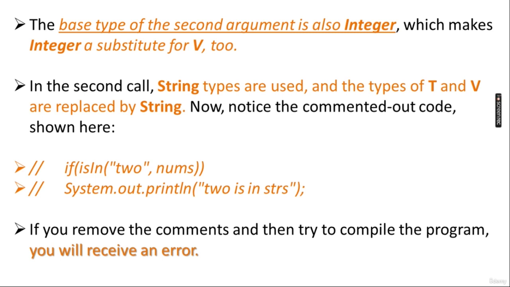Now notice the commented out code: isIn(2, strs). Because 2 is an Integer, it will not be present in a strs array, because the array is of String type. And if you uncomment this line, it will give you an error.